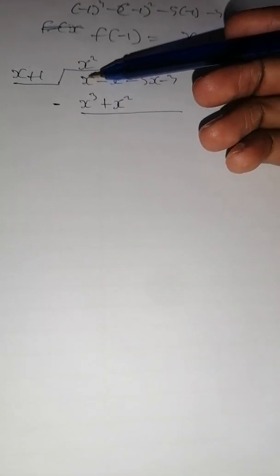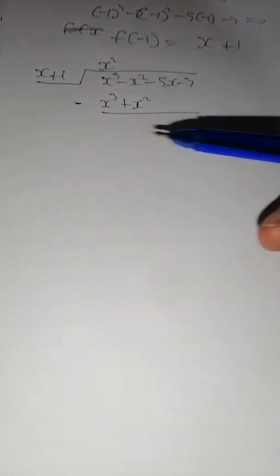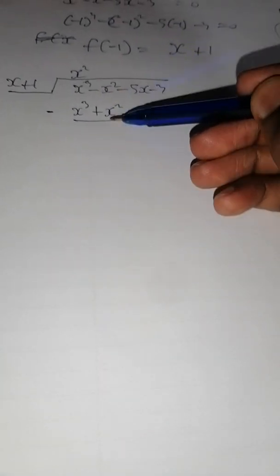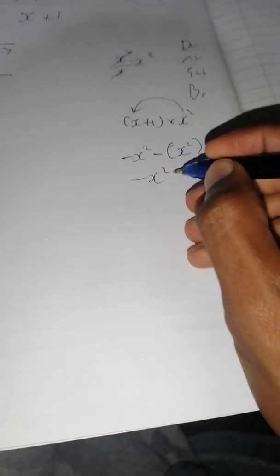Now we have x cubed minus x cubed, which is 0. Now we have negative x squared minus positive x squared. So this is how it goes: we have negative x squared minus x squared, which gives us negative 2x squared.